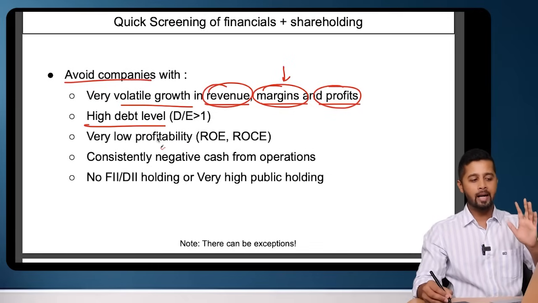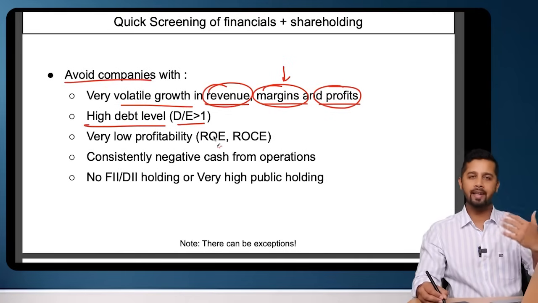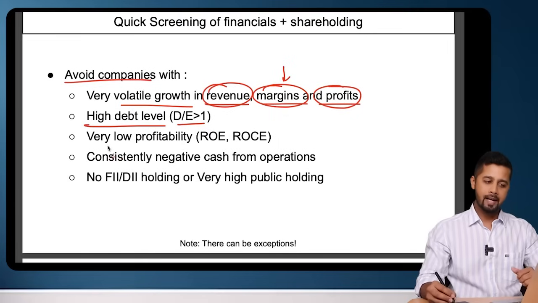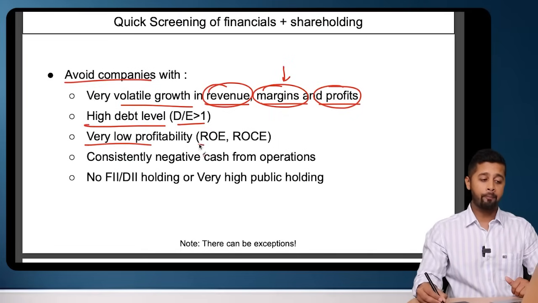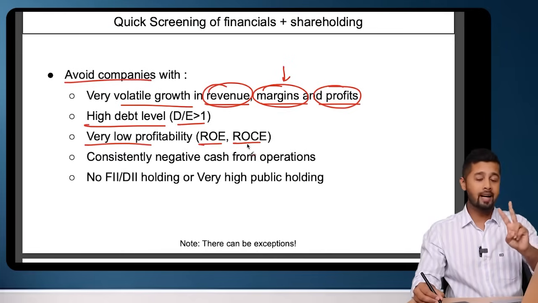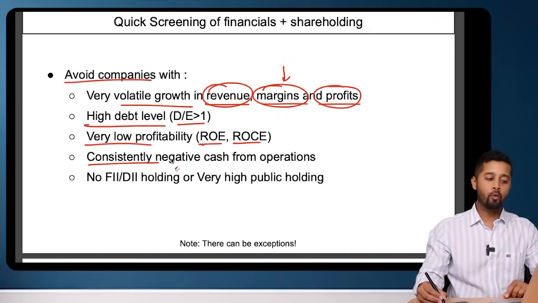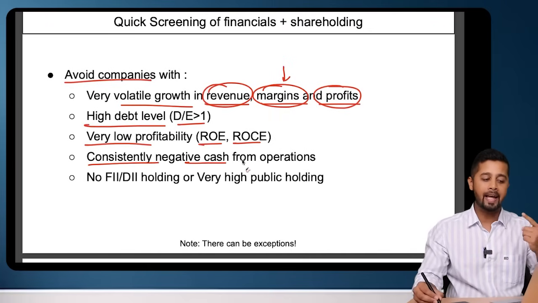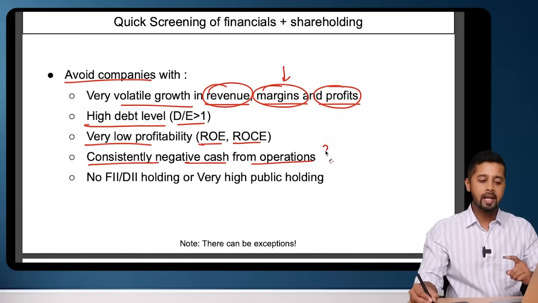Second, I avoid companies that have got a very high debt level. Like debt to equity of more than 1, I think it's too high for me. So that is another point. Then I avoid companies with very low profitability. So let's say ROA and ROC, these are two very important parameters. If they are very low, then I avoid them. Then I avoid companies that have consistent negative cash from operation. Cash is very important in business, and especially cash from operation.